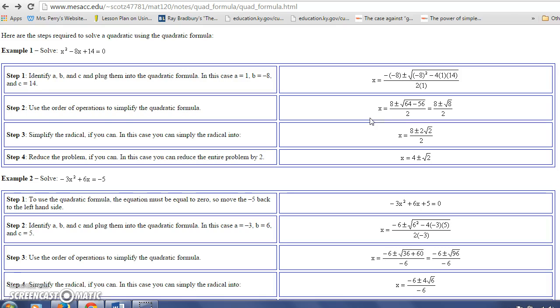Then we want to simplify the radical if we can. So in this case, we can simplify it into x equals 8 plus or minus 2 times the square root of 2 all over 2. And then the last step is to reduce the problem if we can. And in this case, we can reduce it by 2, giving us the answer of x equals 4 plus or minus the square root of 2.